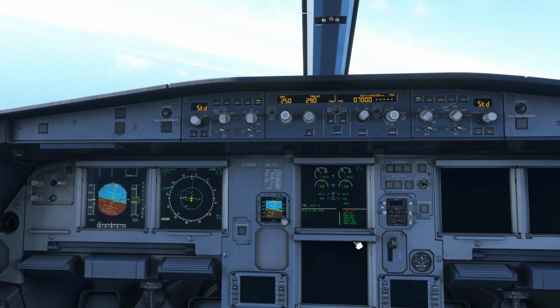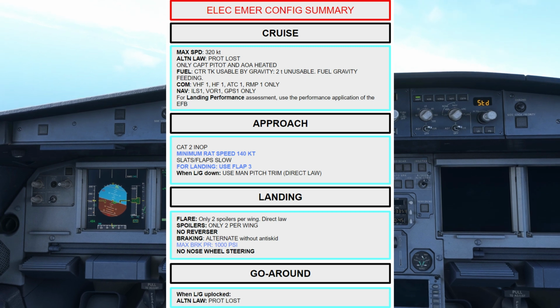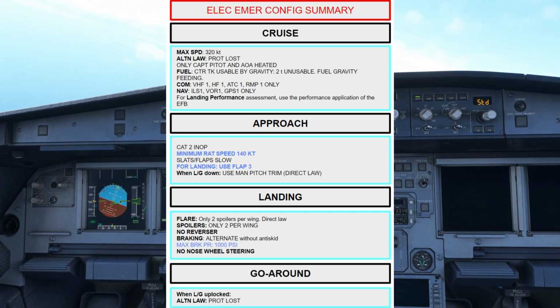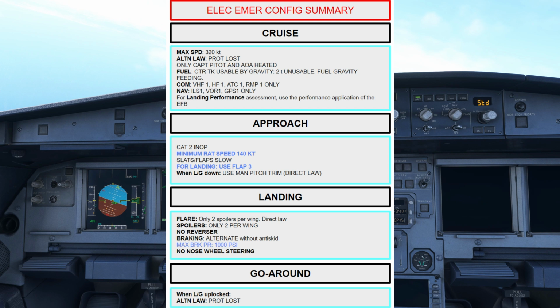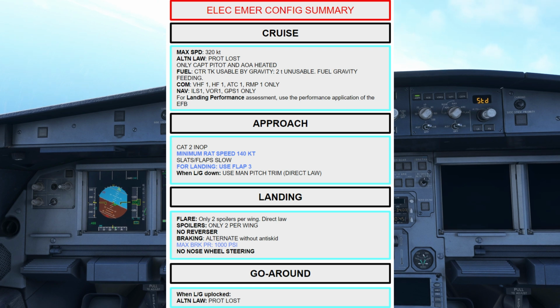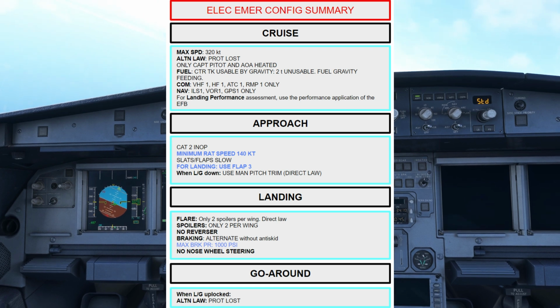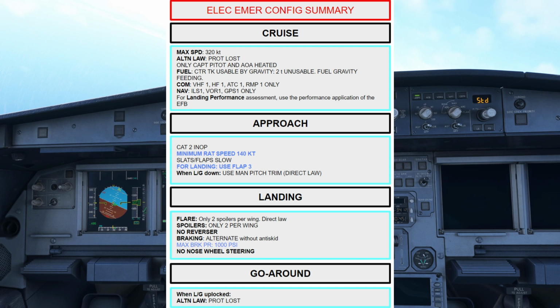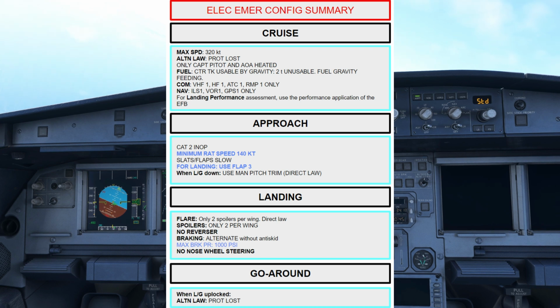In the QRH summary, the approach part says that we are Cat 2 inoperative, which is fine as we have Cat 1 weather. The minimum RAT speed is 140 knots, slats and flaps are slow, and for landing use flap 3, which we are. When landing gear is down, use man pitch trim will appear on the PFD, and we will be in direct law. Could you read the landing summary, please?